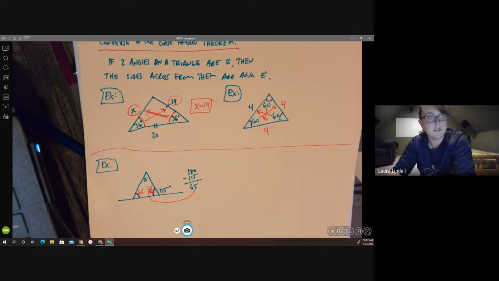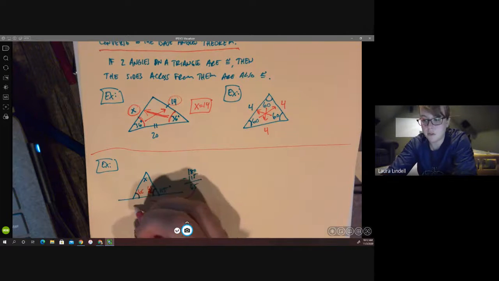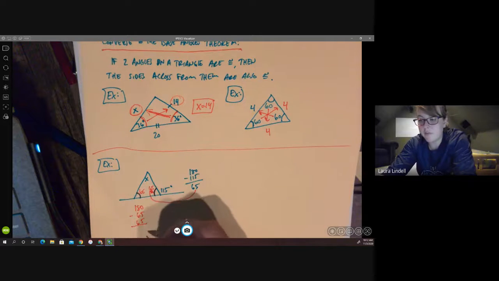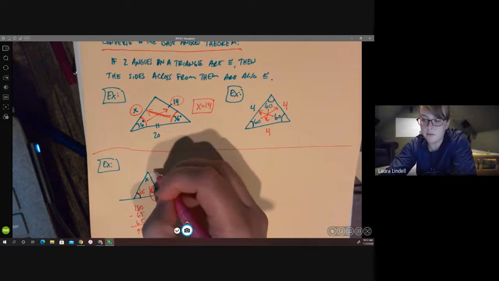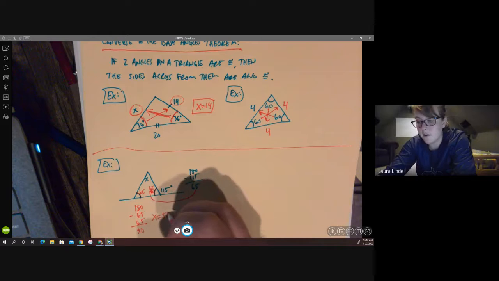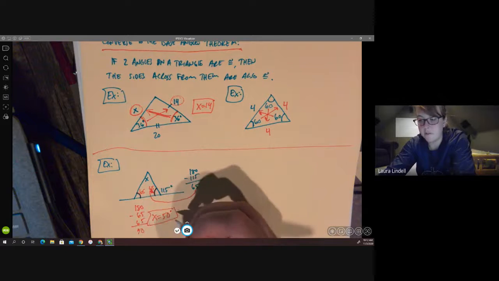So then if you want to, you could also go 180 minus 65 minus 65 and get 50, which would go right here. So x is 50.